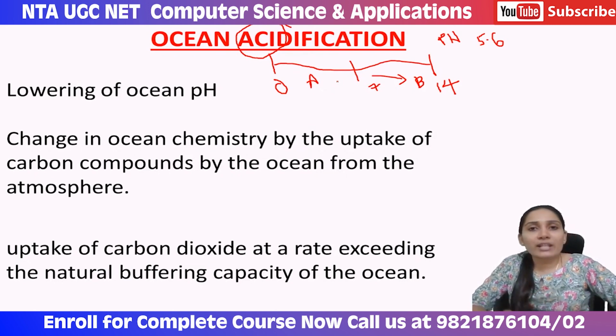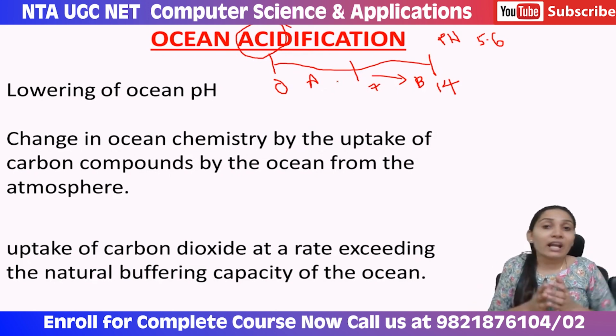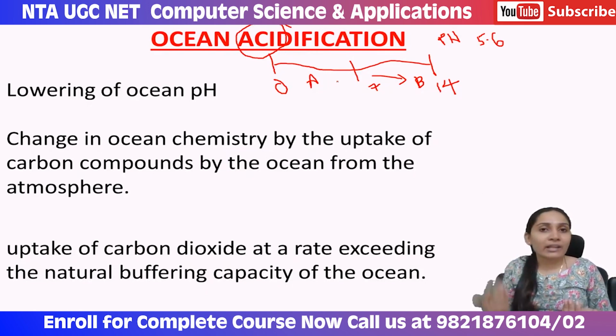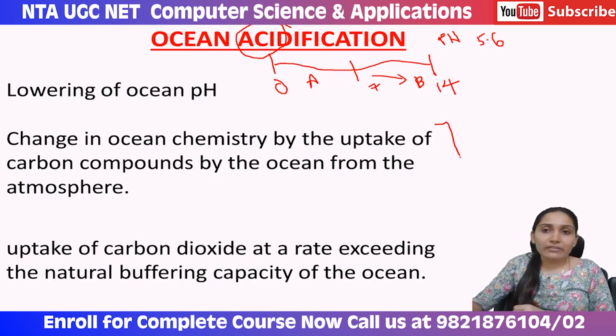Now in case of ocean acidification, we know that oceans are a large resource of water, usually very large with so much water. So the volume of water in the oceans is much higher than what we receive through precipitation or rainfall. Ocean acidification means lowering of the ocean pH. When the pH level of the ocean water reduces, we call it acidification of the ocean. It is a change in ocean chemistry by the uptake of carbon compounds by the ocean from the atmosphere. So this is how ocean acidification takes place.